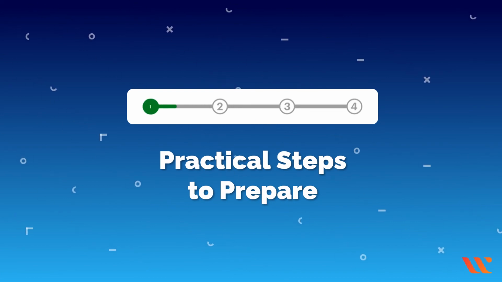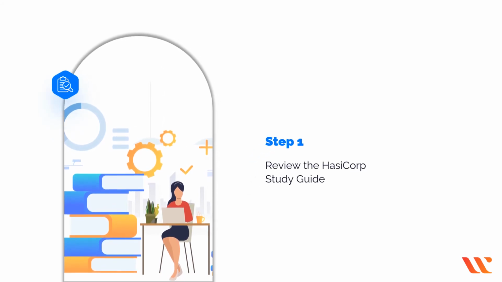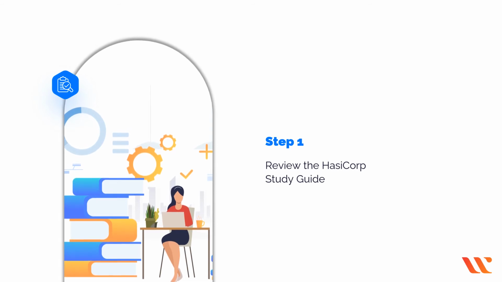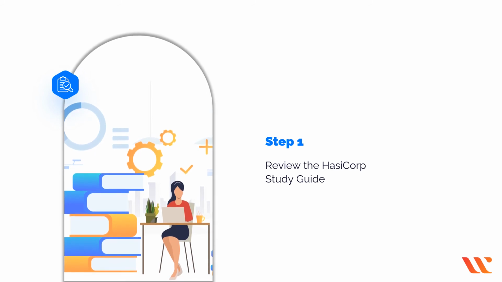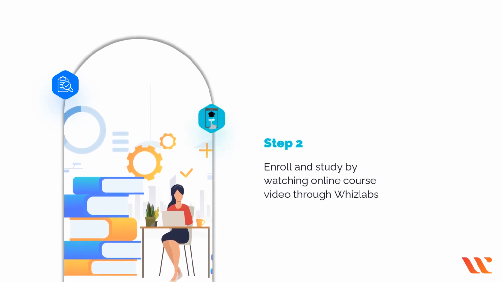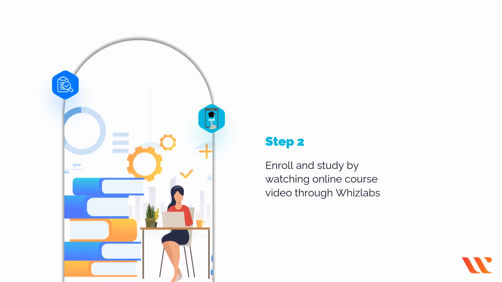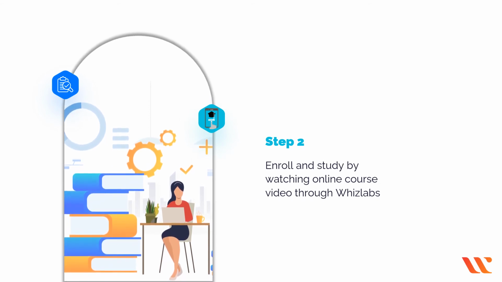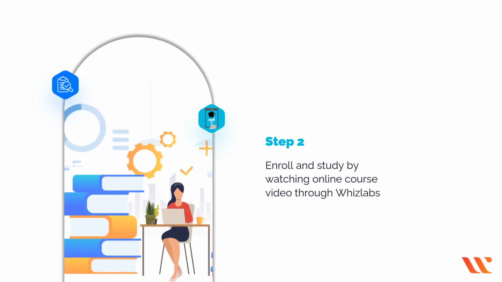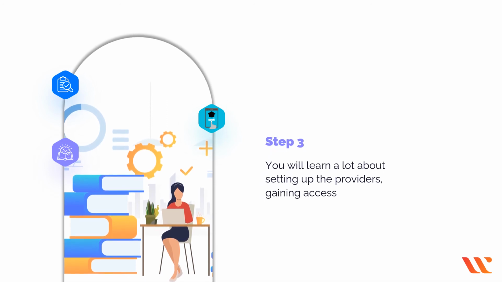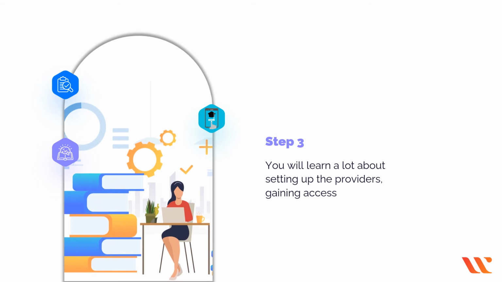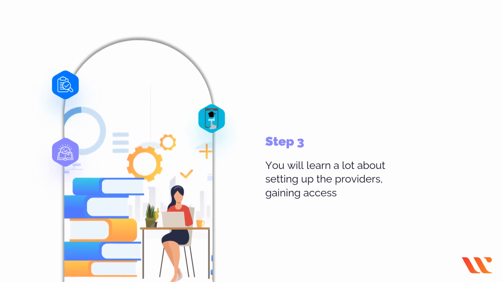Practical steps to prepare. You can prepare for the exam by following these practical steps. You can review the HashiCorp study guide, which provides some handy online tutorials and reference documentation about the different core subjects you should know. Due to the popularity of the certification, we recommend you enroll and study by watching online course videos through a trusted online learning platform such as Whizlabs. You will learn a lot about setting up the providers, gaining access, etc. by deploying resources into a fresh AWS account using Terraform.